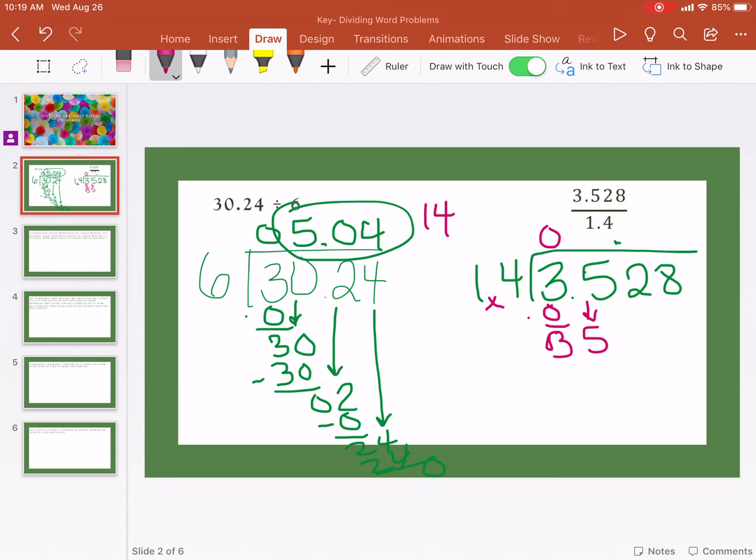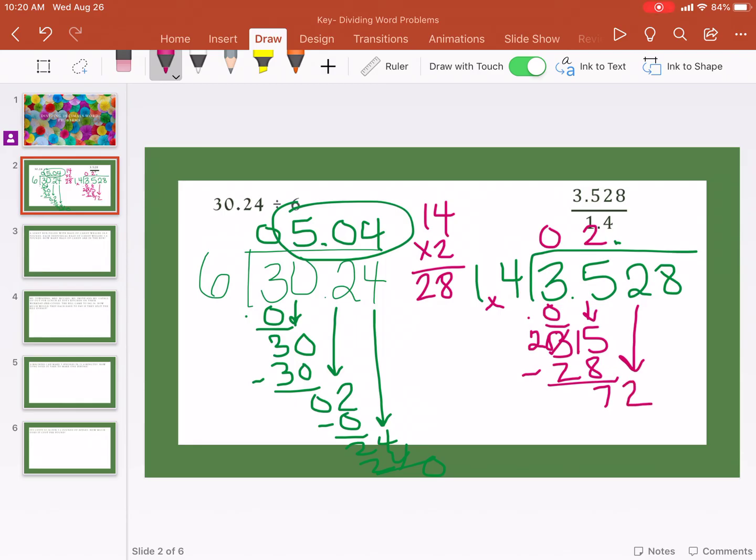Well, let's see. 14 times 2. 4 times 2 is 8. 28. So it's 2 times. We're going to subtract. We need to borrow. So that becomes a 2. This becomes a 15. Minus 8 is 7. Bring down the 2. 14 goes into 72.